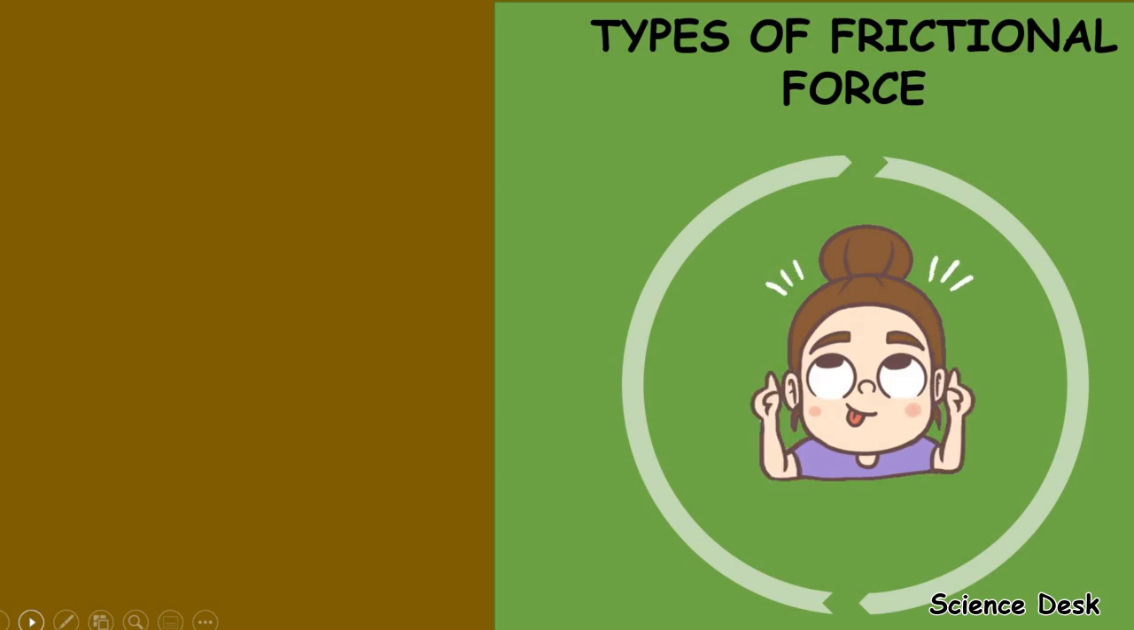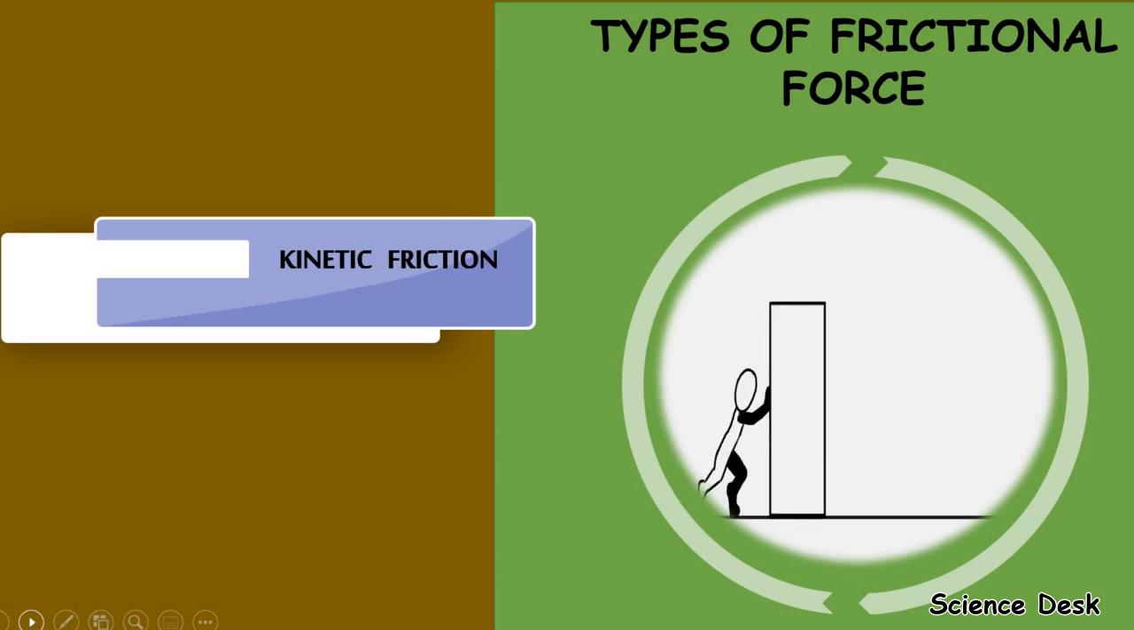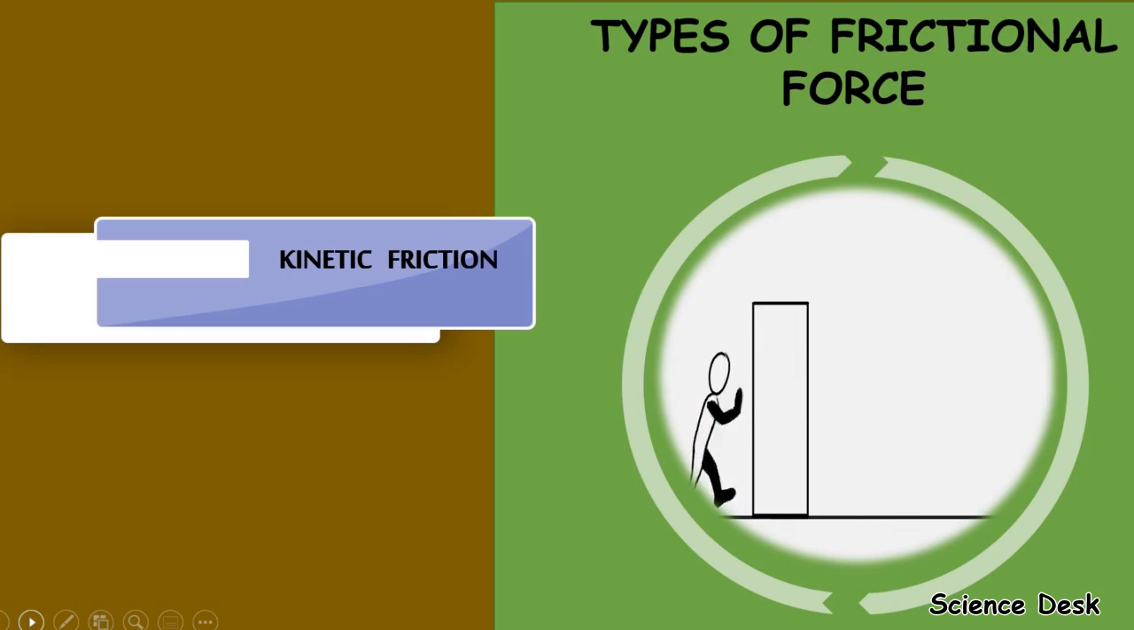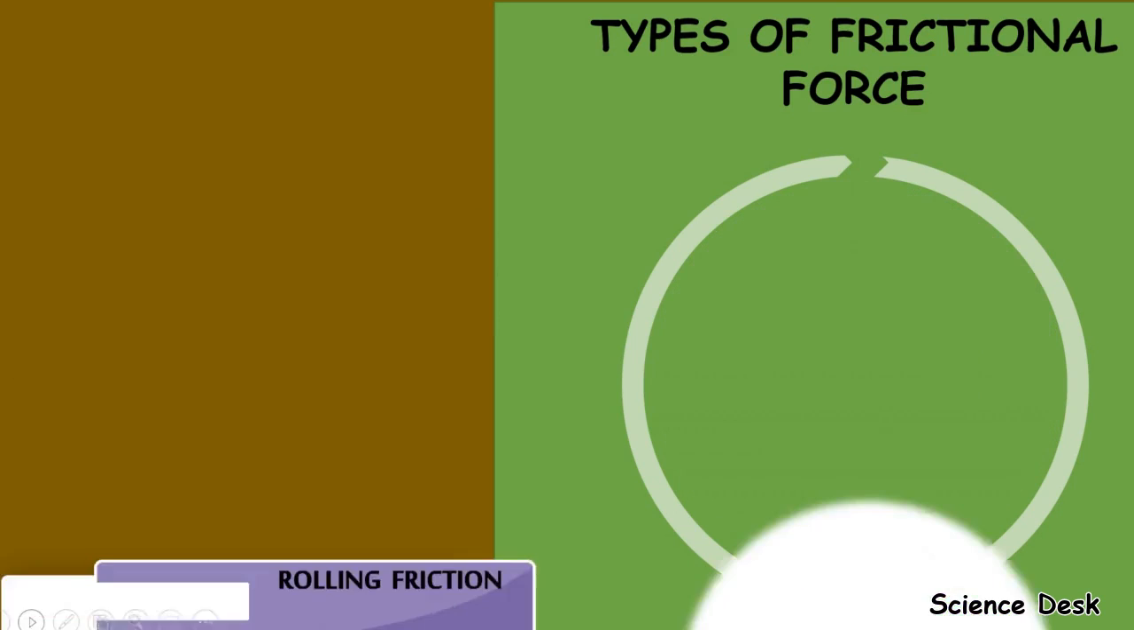What are the various types of frictional force? Static friction. This acts on objects when they are resting on a surface. And then comes your kinetic friction. It acts on the objects that are sliding over a surface.